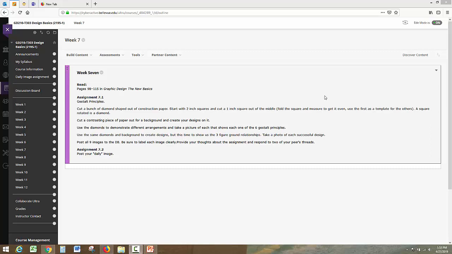Okay, so this week you're going to take construction paper. I don't really particularly care the color, but you want to make sure that you have a contrasting background compared to what you're using for foreground information here. So you're going to create some diamond shapes, which is essentially a square on its side, right up on its tip. They're going to be about 1 inch.